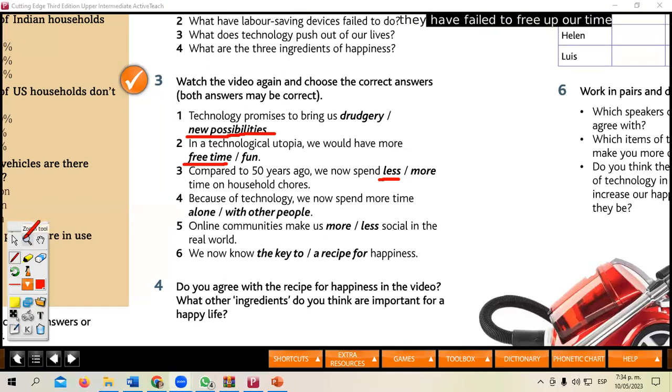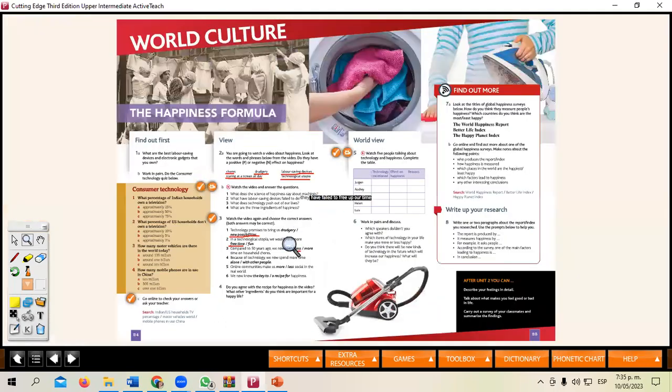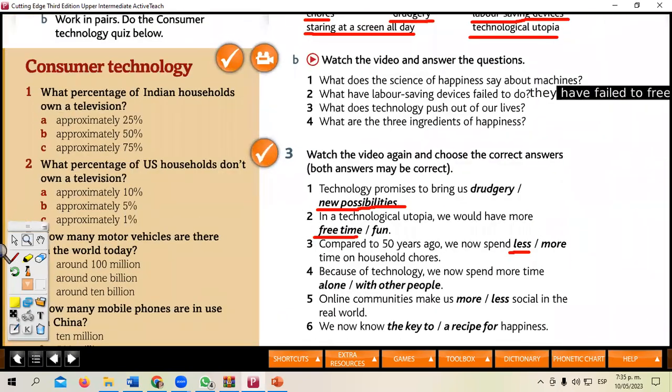Because of technology, we now spend more time with other people, but in virtual mode. I think we spend more time alone. Do you guys agree? Yes, alone, more time alone.